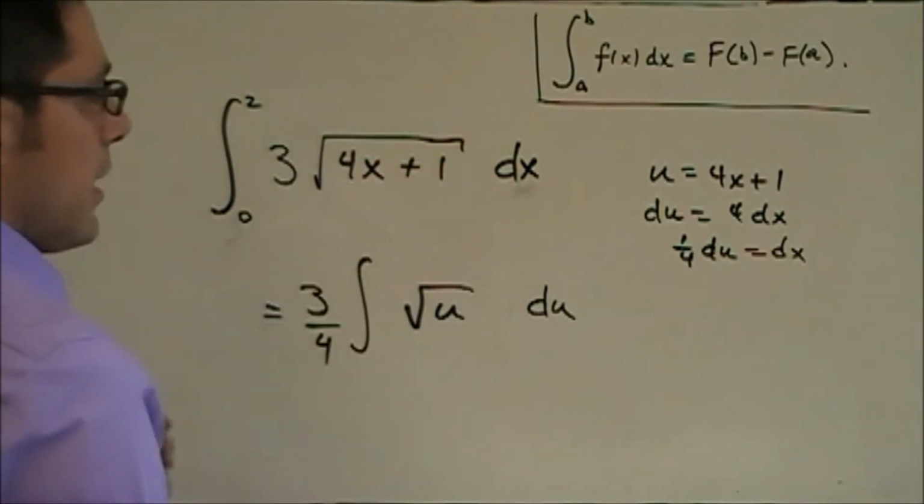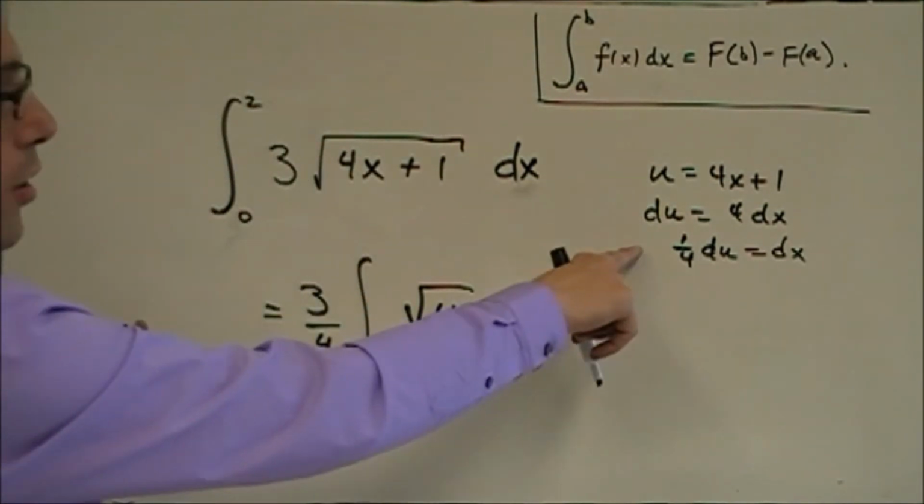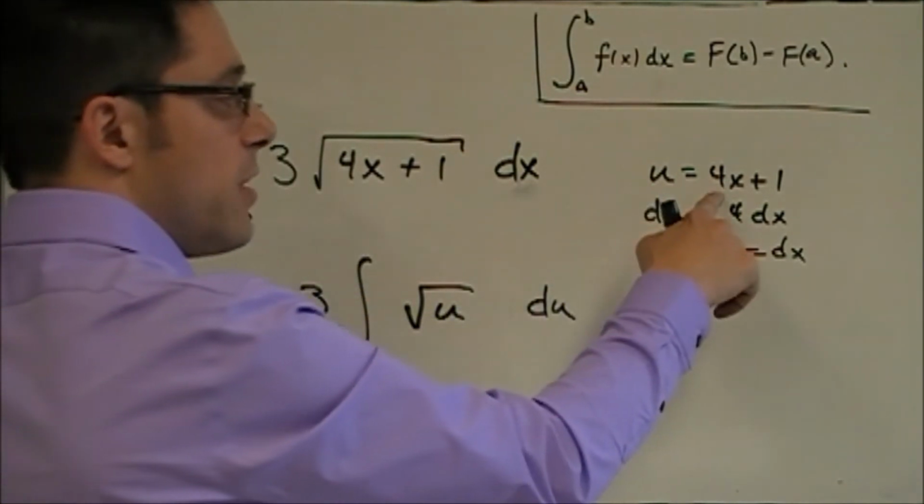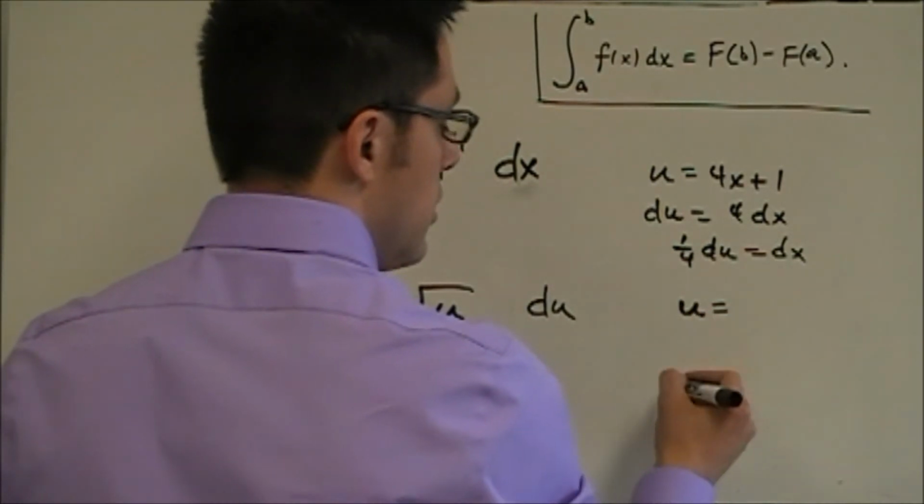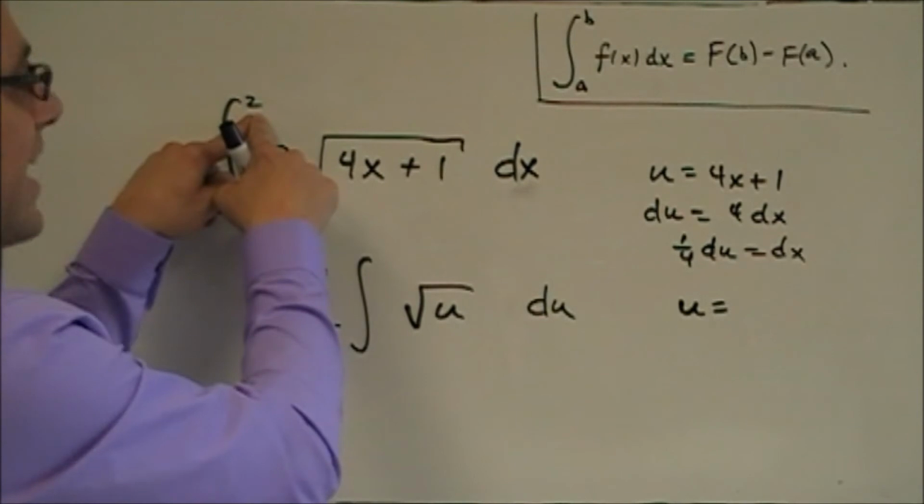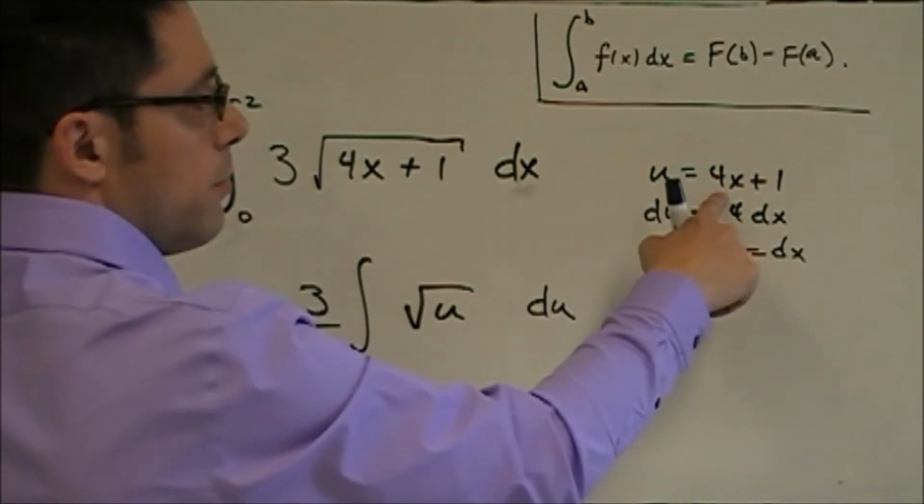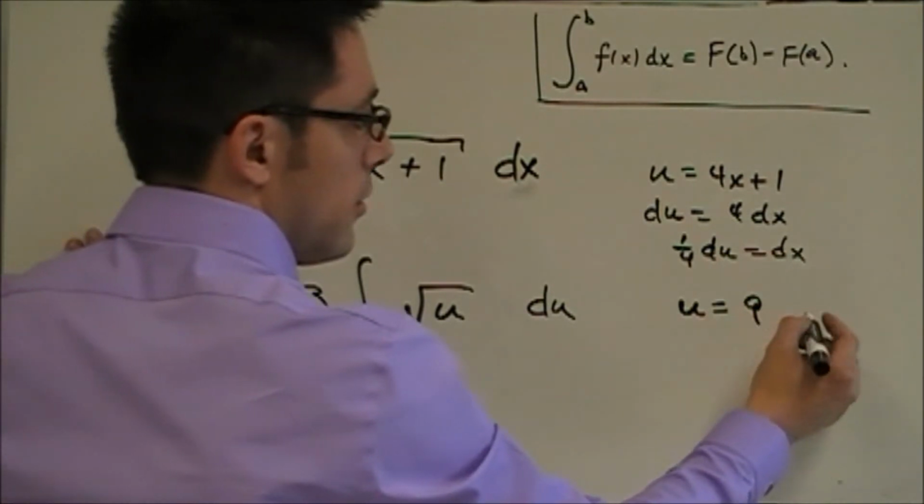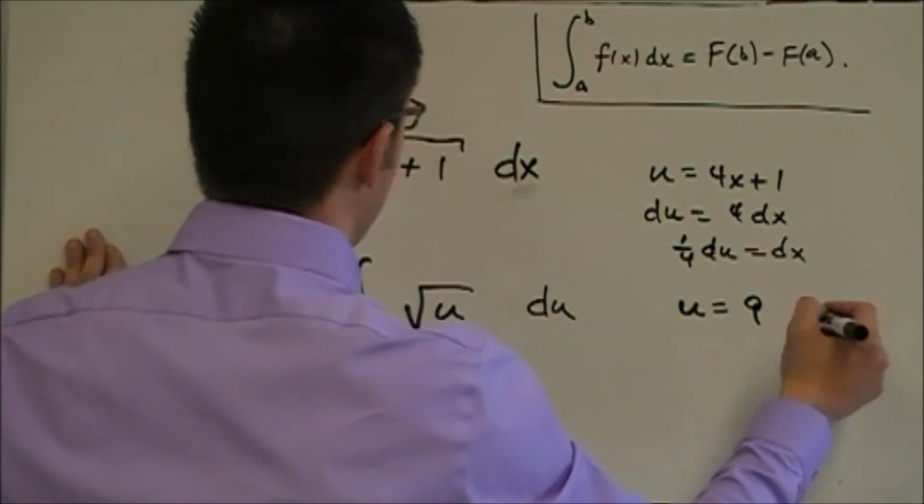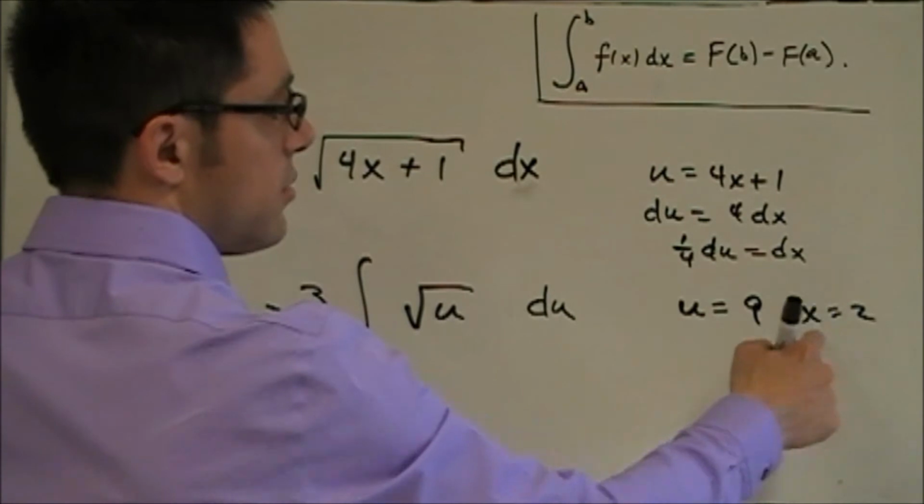So again, I'm going to do that by looking over here. u is defined as being 4x plus 1. So that means that u is equal to, well, when x is 2, u is, plugging 2 in here, 2 times 4 is 8, plus 1 is 9. Okay, when x is 2. So when x is 2, u is 9.